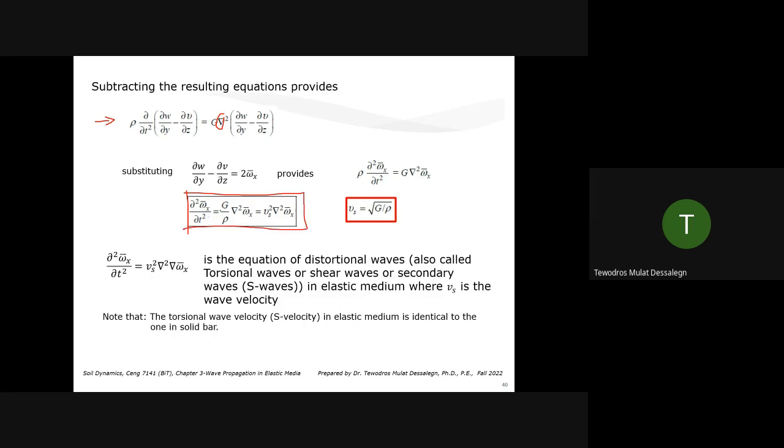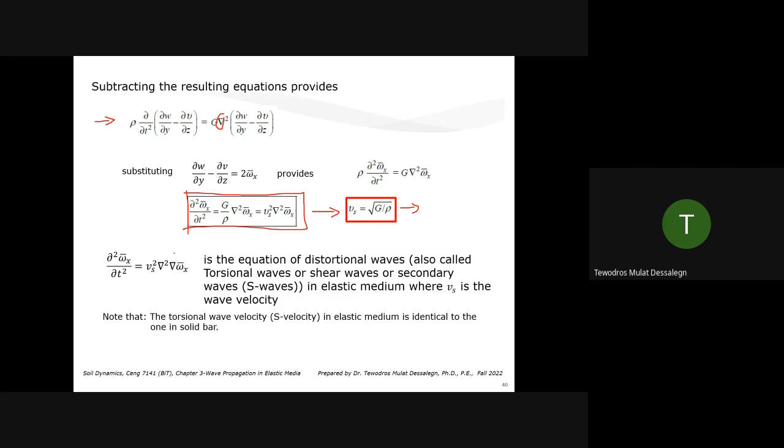It's a second order partial differential equation, but look at what it's providing. The Vs is the square root of G over rho. This should be familiar to you. It's identical to the 1D case, the bar case, where we apply a twisting moment on it, a dynamic moment.